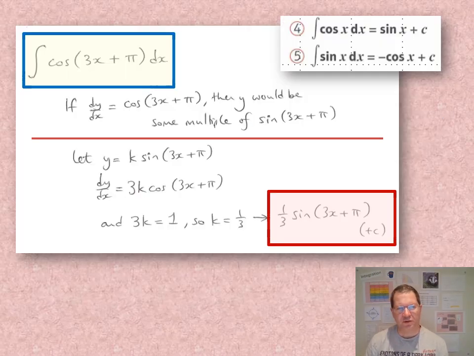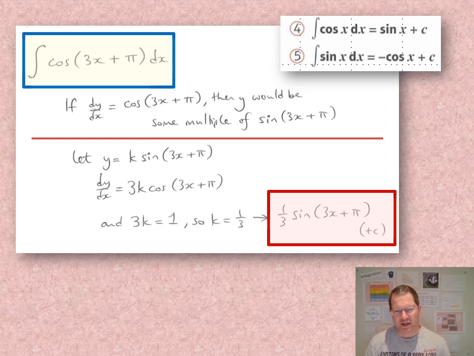Let's imagine that we want to integrate cos of 3x plus pi with respect to x. Now we already know that the integral of cos x is sin x. So if we've got dy by dx equals cos 3x plus pi, and we're looking for the integral y, then y we would expect to be some multiple of sine of 3x plus pi, because the integral of cos is sine. So let's let y equal k sine 3x plus pi, some multiple of sine 3x plus pi.